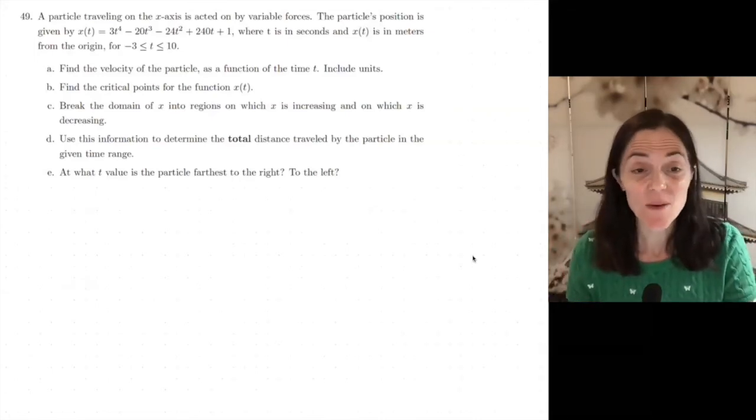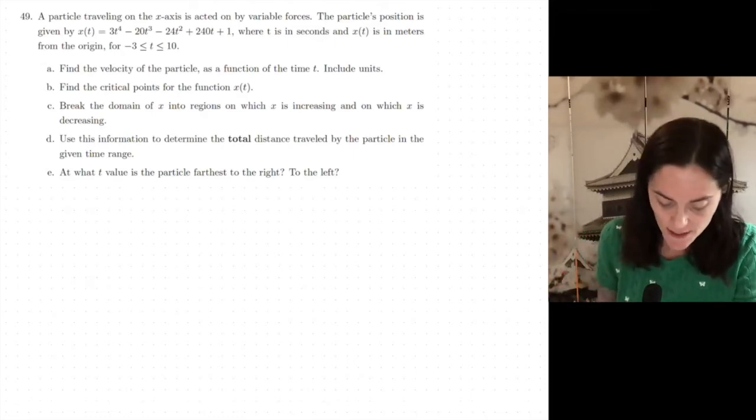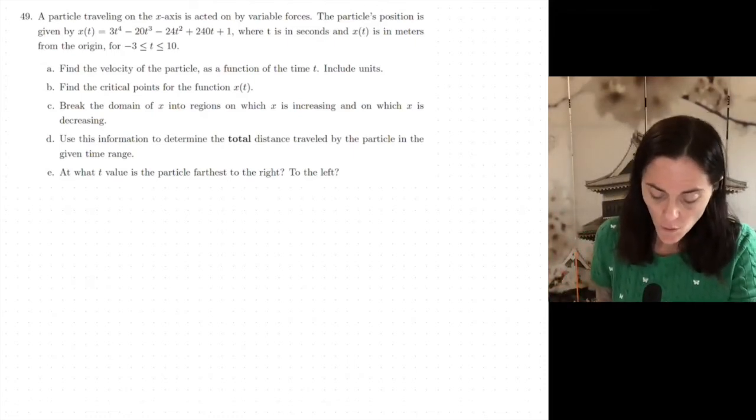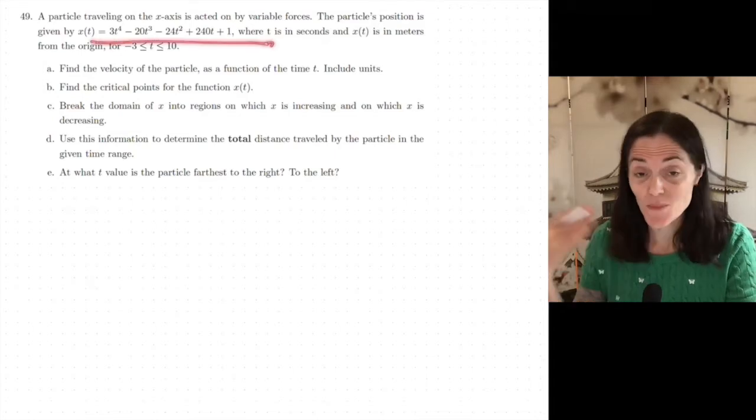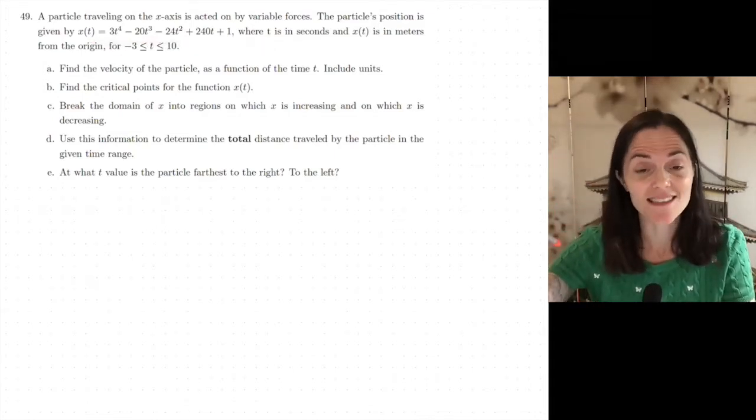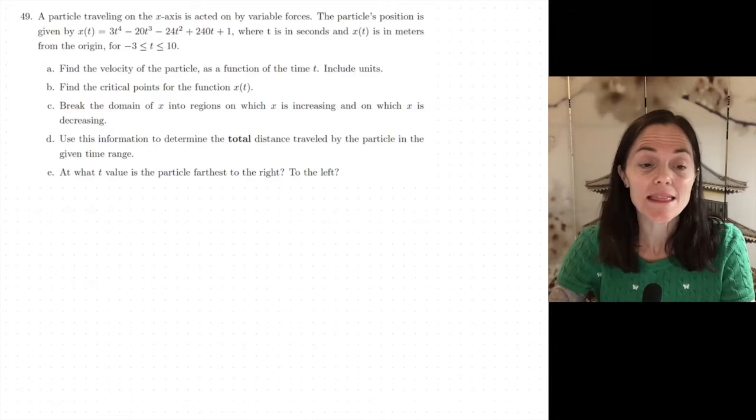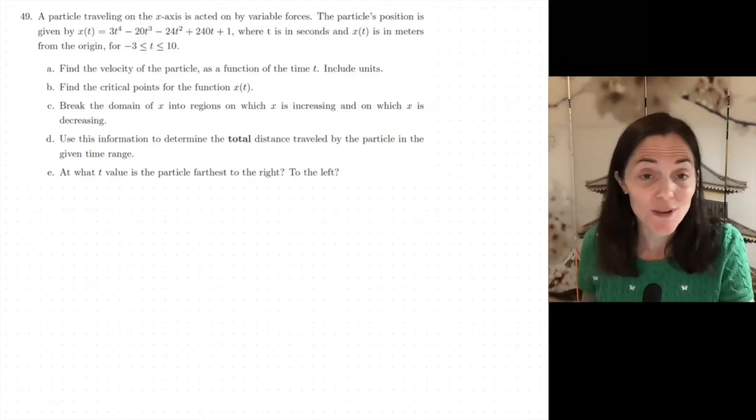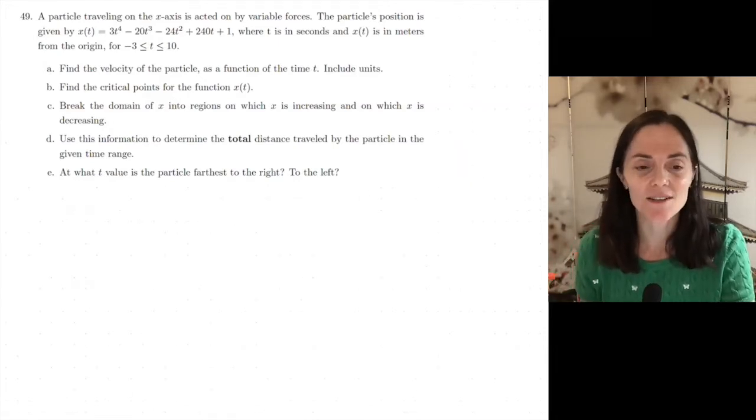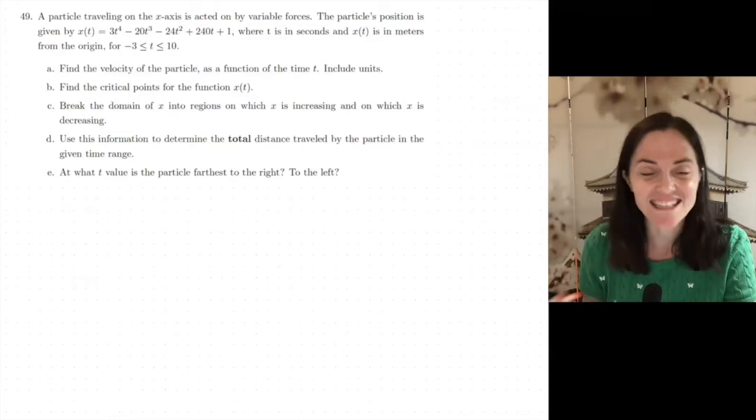Hi, so let's go over this problem from the textbook. It's a little bit involved, but it's a nice exercise. What we have is a particle that's moving along the x-axis, and then we are asked some questions. Velocity, critical points, intervals of increasing and decreasing, but then D and E read a little bit different. We want the total distance traveled, and then we want where the particle is farthest to the right and to the left.